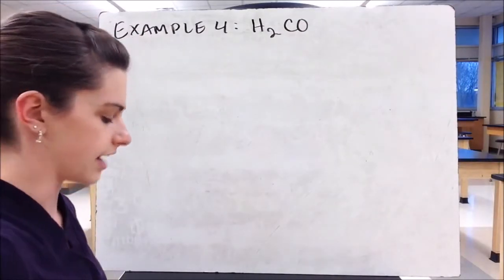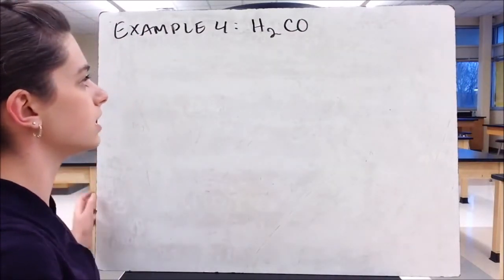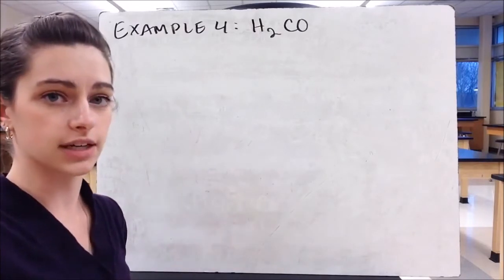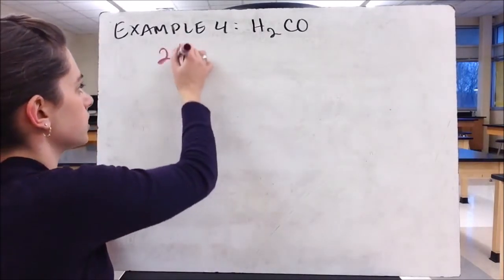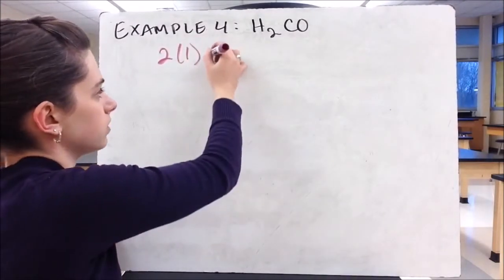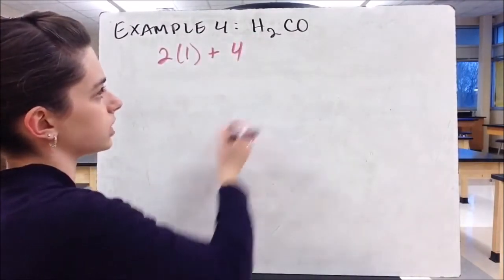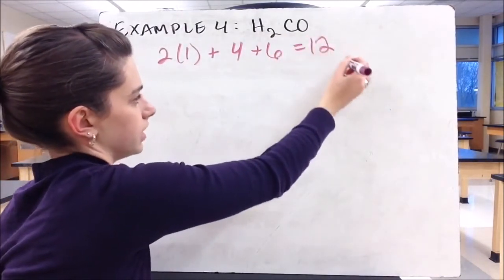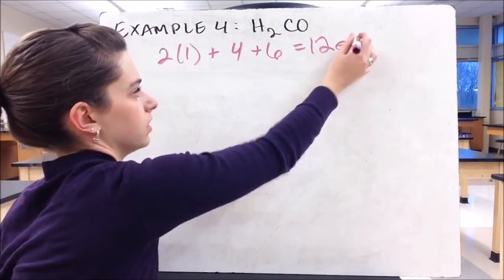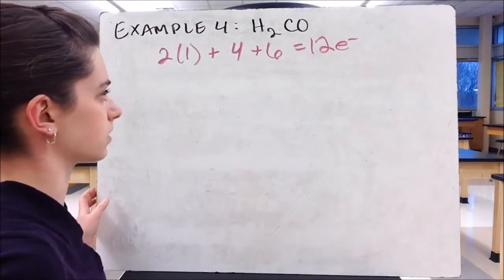Okay, let's look at our last example, H2CO. First thing we're going to do is add up the valence electrons. So we have 2 hydrogens, each with 1, a carbon, which has 4, and an oxygen, which has 6, so we have 12 total valence electrons to work with.